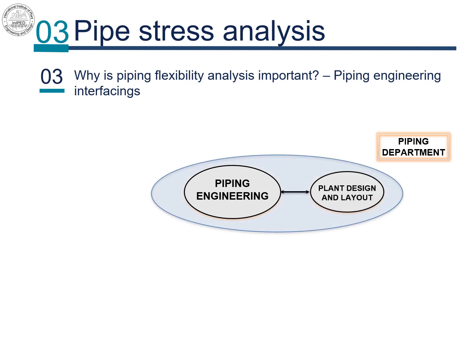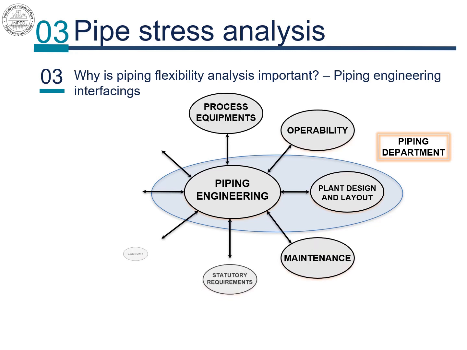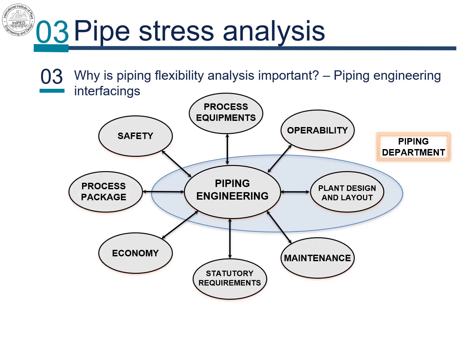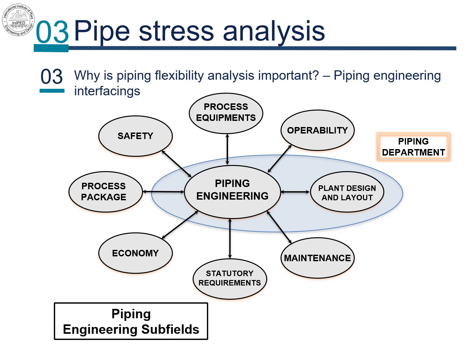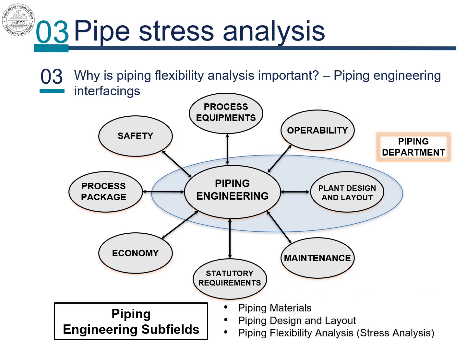Piping engineering, as shown here, besides the piping design and layout group, with which the link is the closest, interfaces also with other groups and departments outside of the piping department. In some instances, when piping design and layout is part of the piping engineering group, in an organizational sense, we can define the following piping engineering subfields categorization: piping materials, piping design and layout, and piping flexibility analysis.